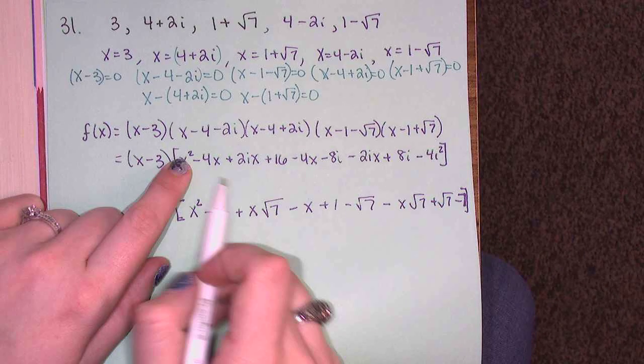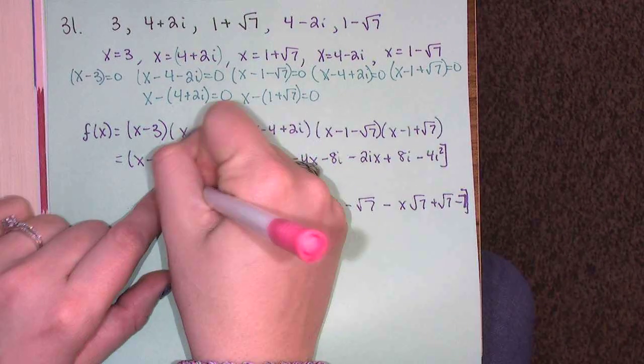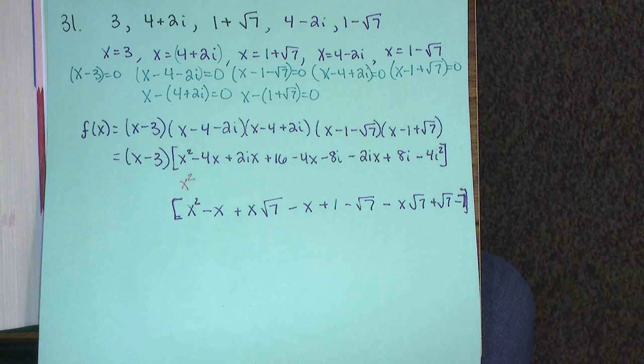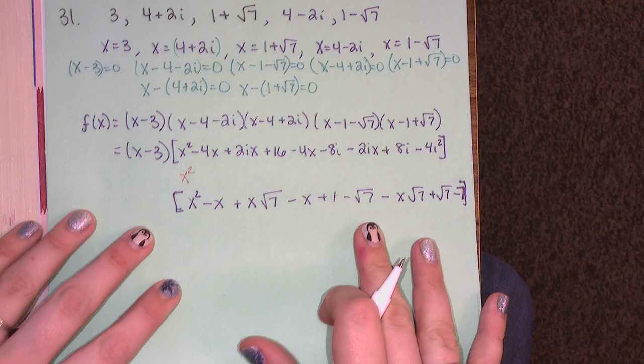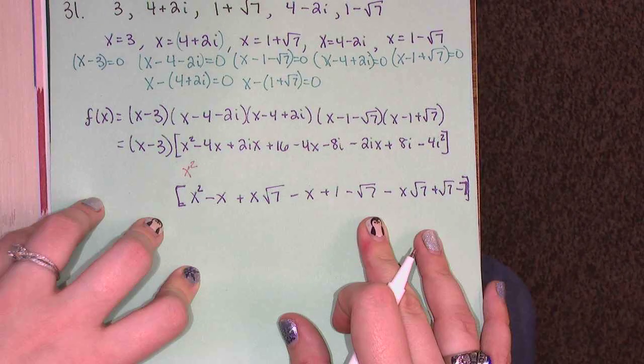So the only x squared term I have is here, so I can go ahead and write it down. Can y'all see that color okay, or do I need a different color? Okay. It's just a very light color on green paper.